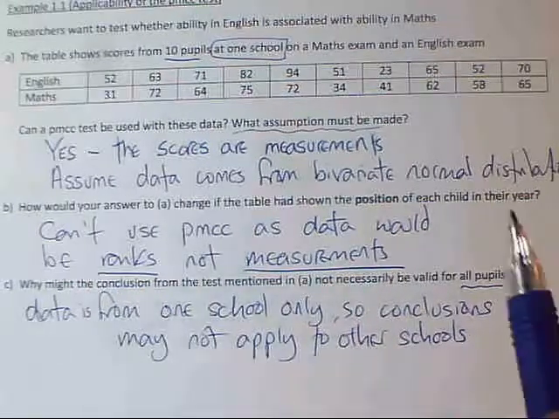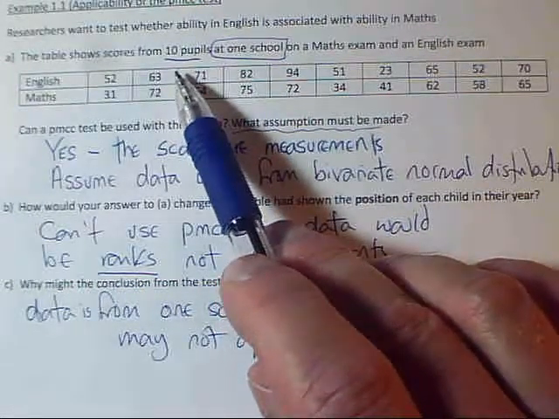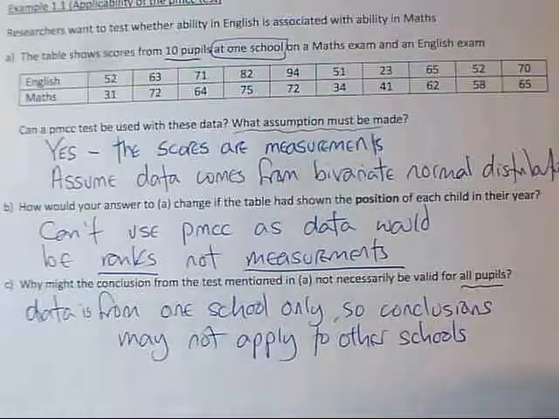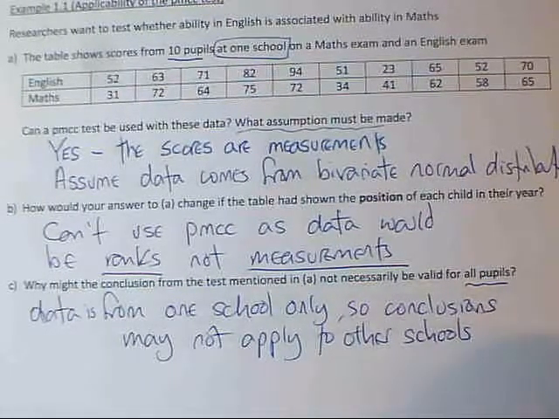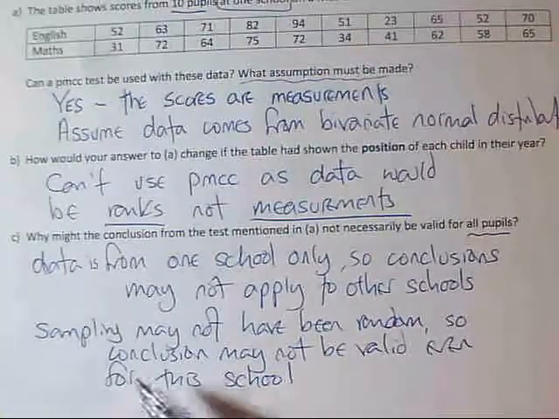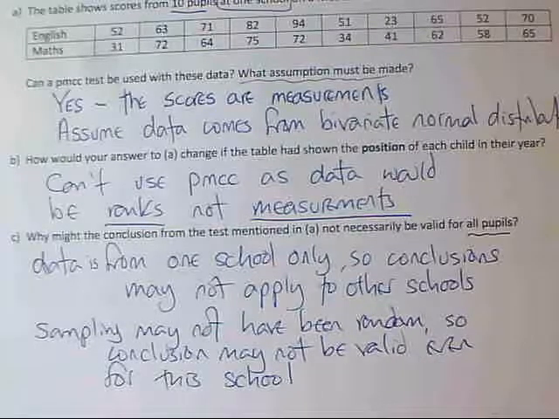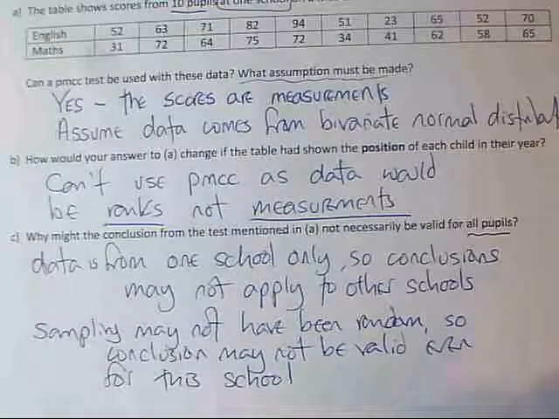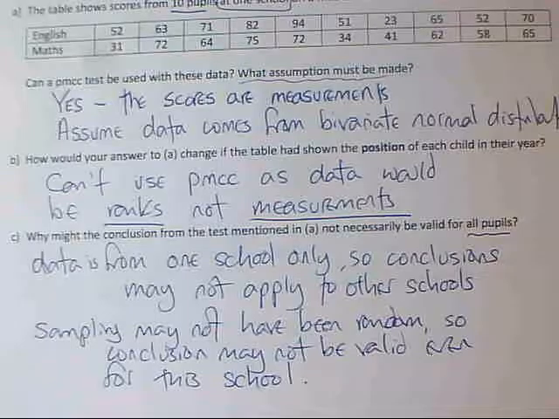And the other point is what they don't tell me about this sample of 10 pupils is how it was picked. It could have been a convenient sample. So even for this school, we don't know that the sampling was random. So because the sampling may not have been random, the conclusion may not even be valid for this school. So that deals with that question.